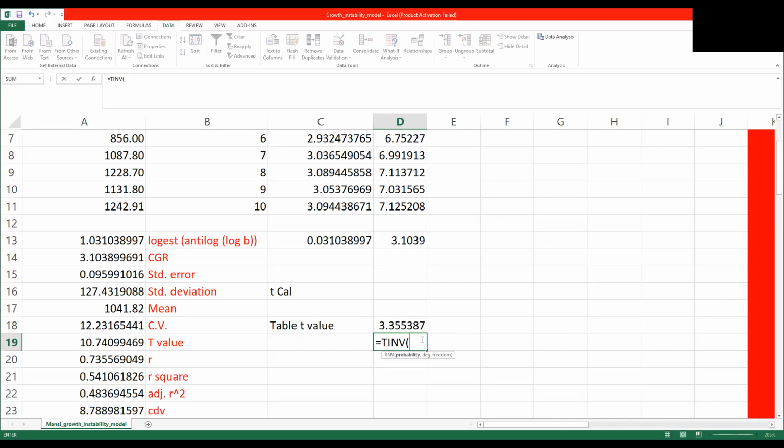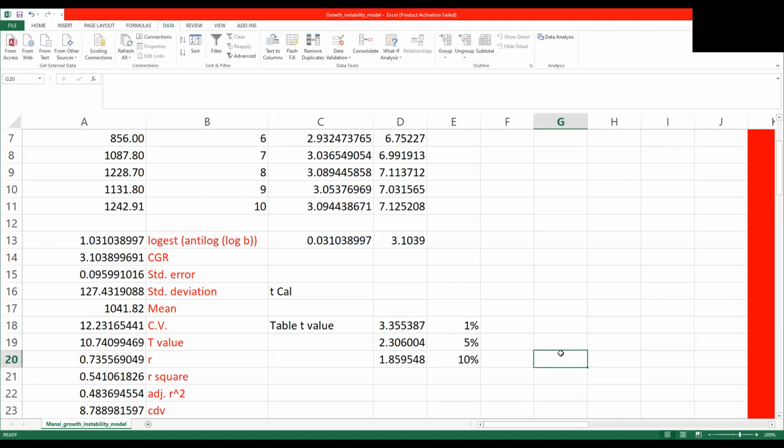Then TINV with probability 0.05, then 8. Then TINV with 0.10, or 0.1, which is the 10% level of significance, then 8. So this is the 1% level of significance, this is 5%, and this is 10%.